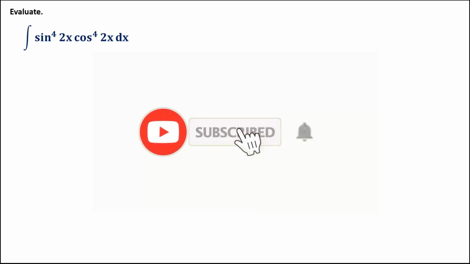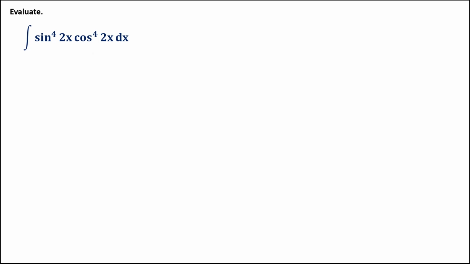So for this problem, to evaluate the integral of sine to the power 4 of 2x times cosine to the power 4 of 2x. So first, we can write this as the integral of sine 2x times cosine 2x, quantity to the power 4. So putting this exponent 4 outside, we use the identity that sine A times cosine A is equal to 1 half times sine 2A, and A is equal to 2x.